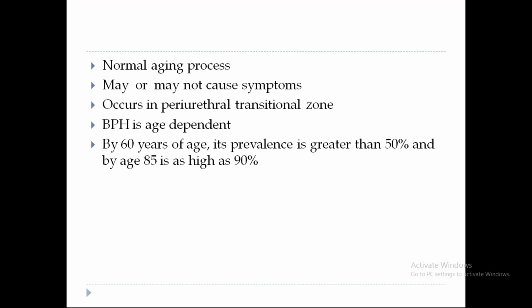So it is a normal aging process. It may or may not cause symptoms. This occurs in the periurethral transitional zone. This is age dependent. By 60 years of age, its prevalence is greater than 50%, and by 85, it is as high as 90%. So age dependent.